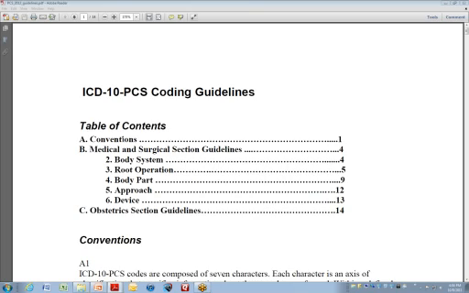Here you can see the conventions and the medical and surgical section. Notice how much bigger it is than the other section, the OB section. Looking closer at the medical and surgical section, note the body system, root operation, body parts, approach, devices. These are all things that we're going to learn about in my class, and it's something that's crucial in order to understand the changes and nuances of ICD-10-PCS. Let's go ahead and continue.